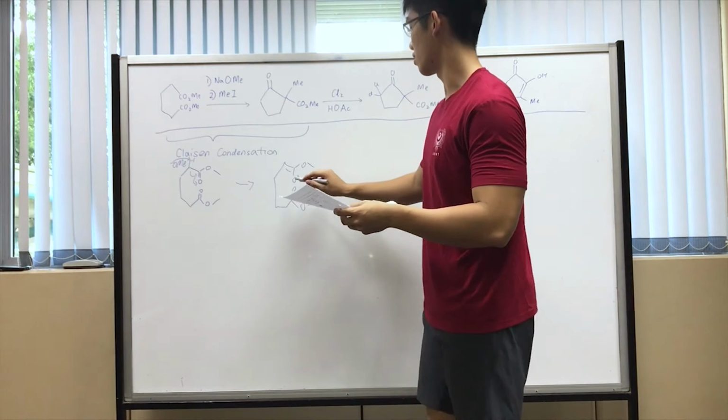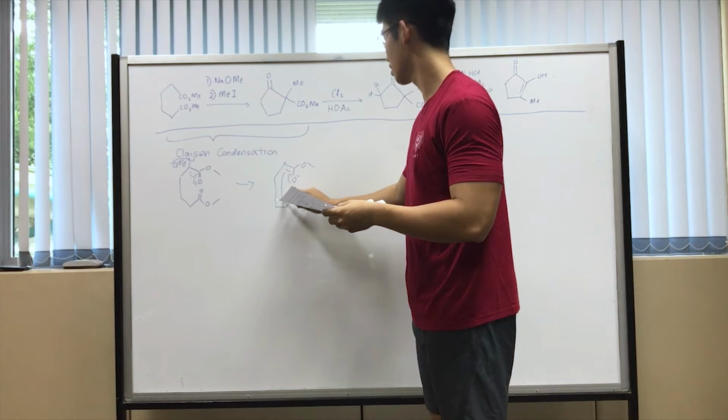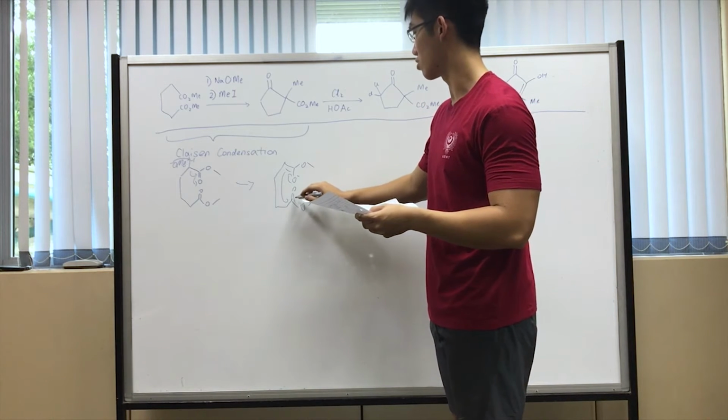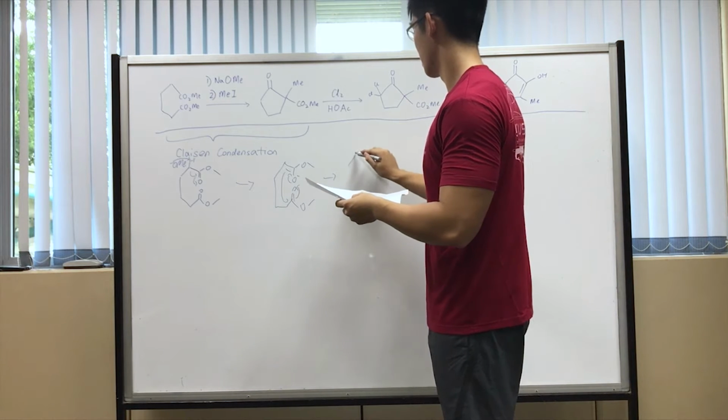After which, the negative charge on the oxygen will go back, and then the double bond will actually attack this delta plus carbon on the carbonyl, and the electrons from the double bond will go to the next oxygen to give us our next product.